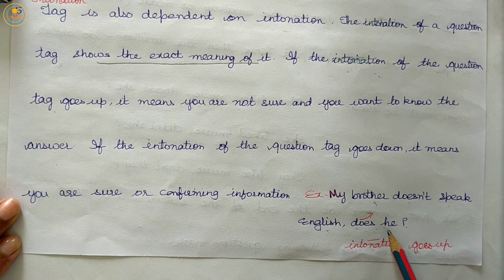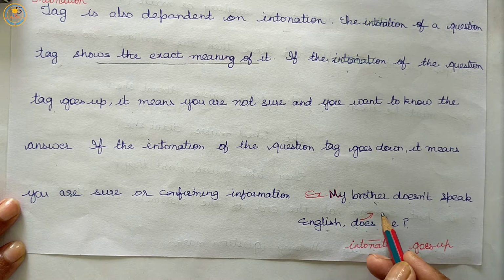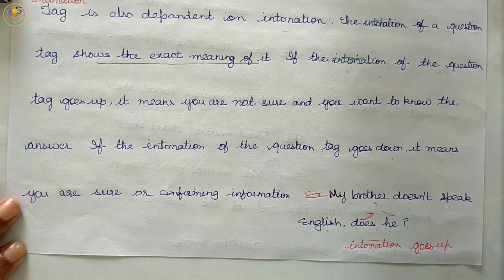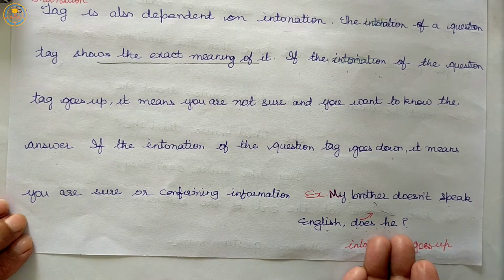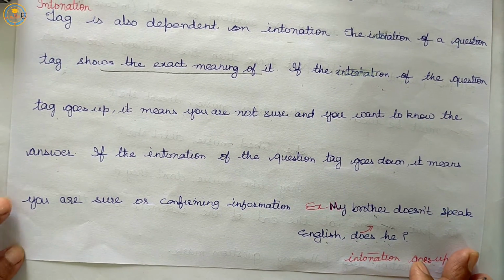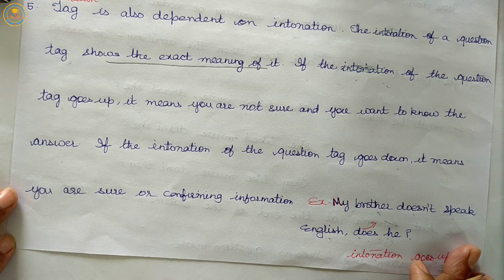And if the intonation of the question tag goes down, if the arrow will be here, then it means you are sure or confirming information. My brother doesn't speak English. Does he? He will give stress over here. So intonation is also another important thing related to forming tag questions.